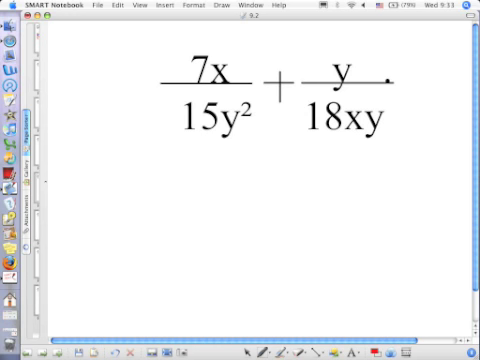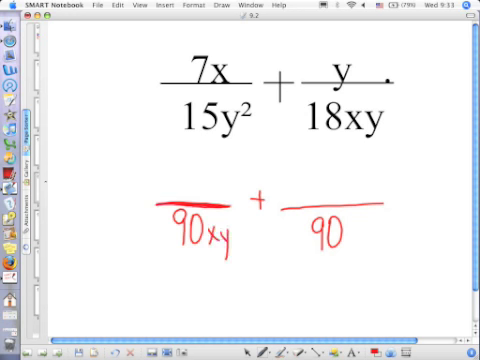Okay, 90. 90 is my least common denominator for 15 and 18. What other factors are involved down there? X and Y. XY cubed. Now, you're saying, why did you just put y squared? Why not y cubed? Let's use a number.